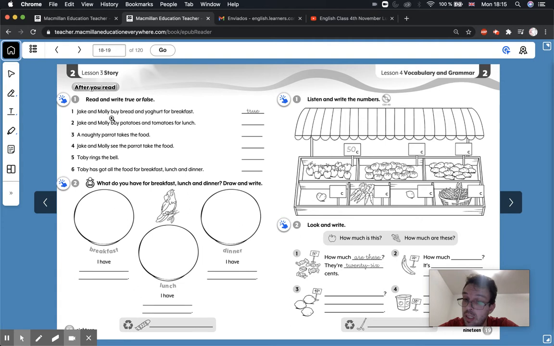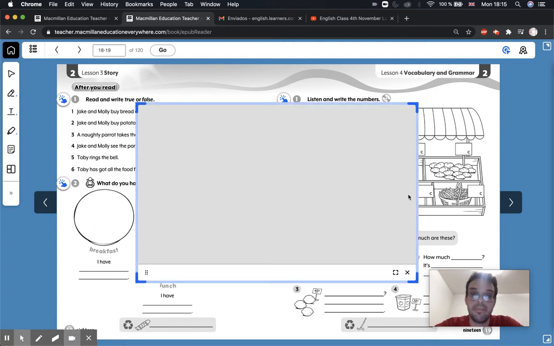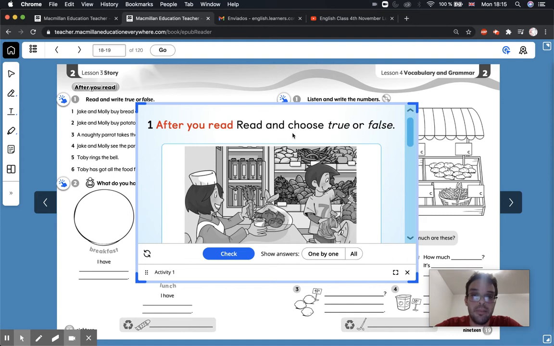Now remember, you can have your activity book and your pupil's book so that you can look at the story and then write the answer, okay? Se puede tener los dos libros abiertos y así puedes mirar el ejercicio y mirar en la historia a ver si es verdad o falso, okay? So let's do it all together. Are you ready? All right. Let's do exercise 1. Okay.